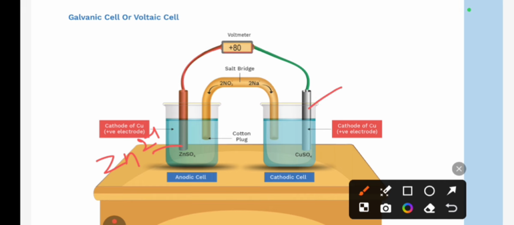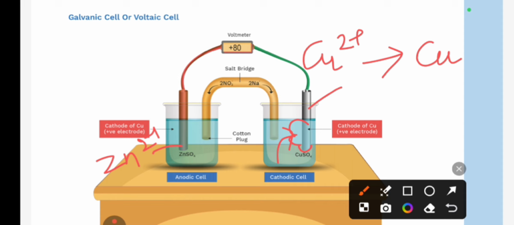Here, what have you kept? A copper rod in a copper sulfate solution. From the solution, copper ions will deposit on the rod. So from the solution you have taken copper two positive ions, and they will deposit on the rod, and copper will be formed. So in the solution, positive charge will decrease. In the anode half cell, positive charge will increase. In the cathode half cell, positive charge will decrease.